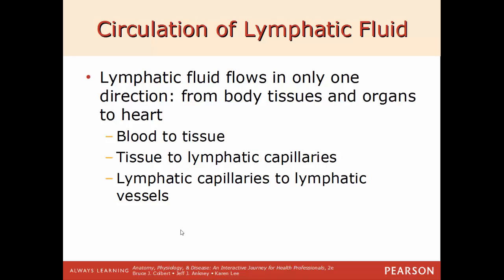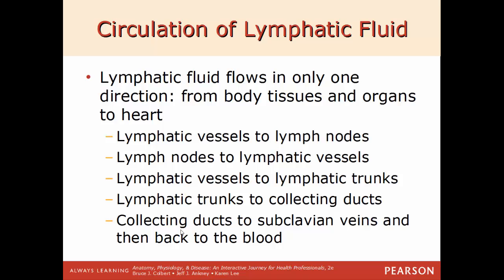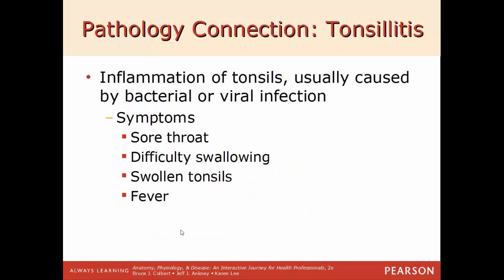Now, lymphatic fluid flows only in one direction, from the body tissues and organs back to the heart. So the circulation of lymphatic fluid will go from, say, blood to tissues, tissues to the lymphatic capillaries, to lymphatic vessels onto lymph nodes, from lymph nodes into lymphatic vessels into lymphatic trunks, and after lymphatic trunks into one of the two collecting ducts, the right collecting duct or the thoracic duct. And the collecting ducts will deposit their filtered lymphatic fluid into the subclavian veins, and then back into the cardiovascular system. I now move on to a pathology connection.